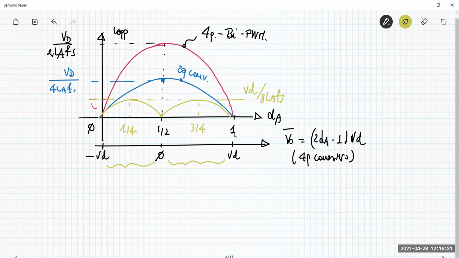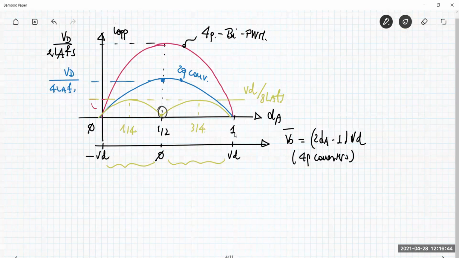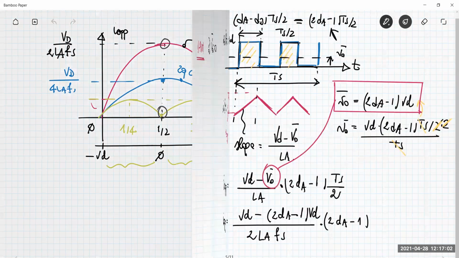So basically, this is the major advantage of these modulation techniques versus the bipolar one. And see also what happens here. When you have the duty cycle 1/2, the ripple is null. And why does this happen? Especially compared to, for example, the 4-quadrant converter in a bipolar modulation, where the maximum ripple is obtained. So this is another basic difference.